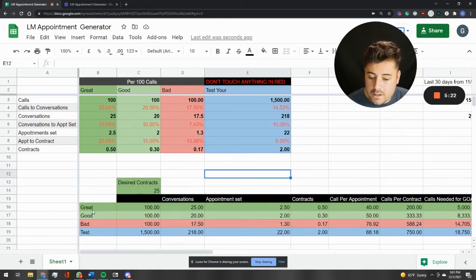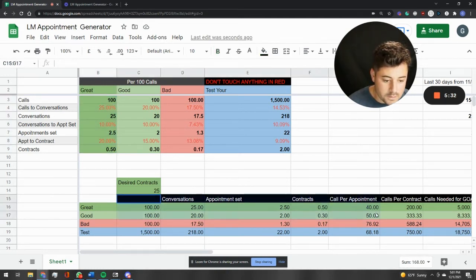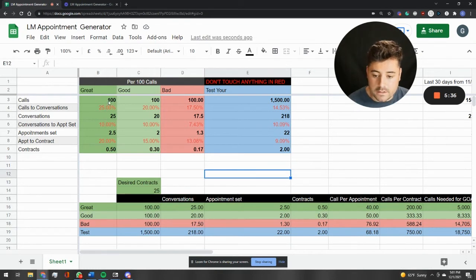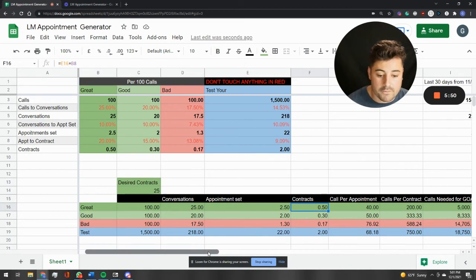What I've done here is I've predicted. I said, look, if we have 100 calls, which we do here, these columns are linked together. It's pretty much these numbers right here are spelled out over here, right? Let's stay on the great column. We get 100 calls, 25 conversations, 2.5 appointments set. That links to here, and we should have half a contract. You can't have that, but just for prediction-wise, we would have half a contract.